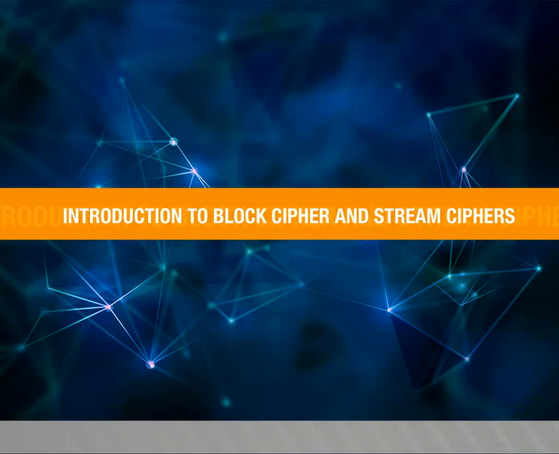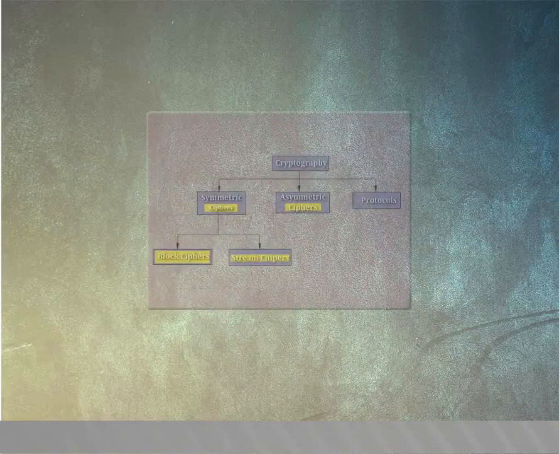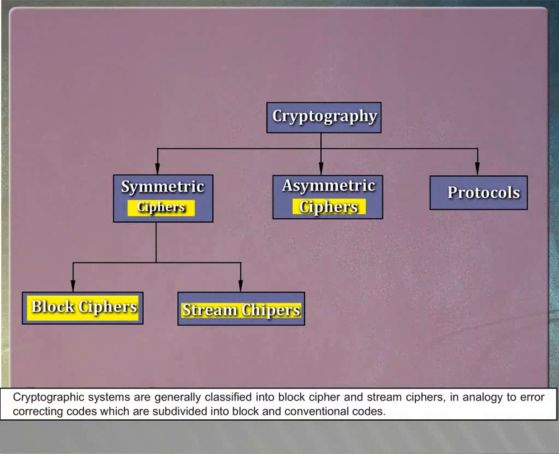Introduction to block cipher and stream ciphers. In this video, we are going to see about introduction to block cipher and stream ciphers. Cryptographic systems are generally classified into block cipher and stream cipher in analogy to error-correcting codes, which are subdivided into block and conventional codes.